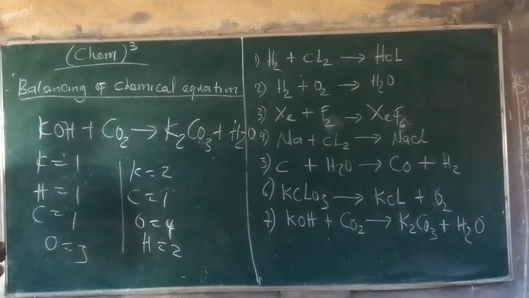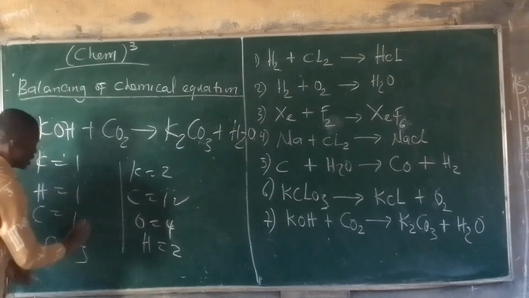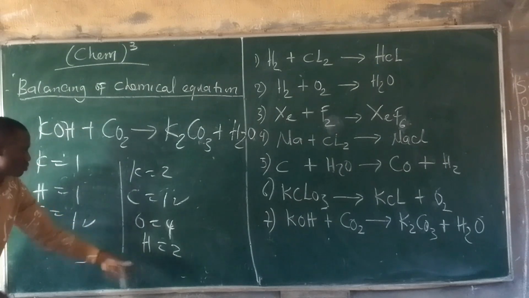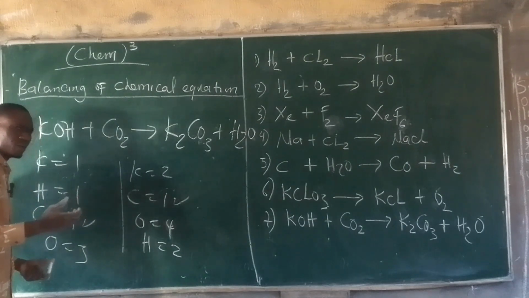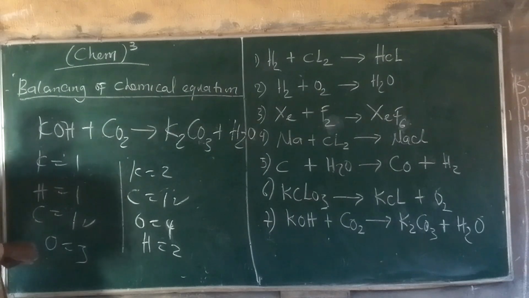Now, let's see where the problem is. Carbon is 1, 1, carbon is good, carbon is smiling. Hydrogen is 1, hydrogen is 2, hydrogen has a problem. And then potassium also has a problem. You need to bring down your reasoning to this equation. What do you think I should do? What if this is 2?